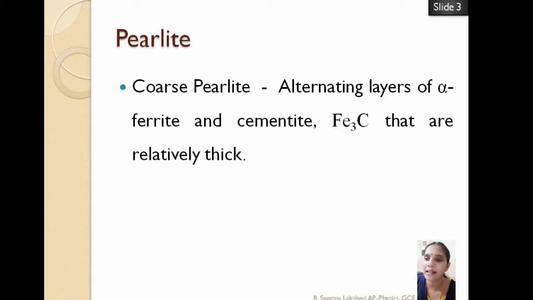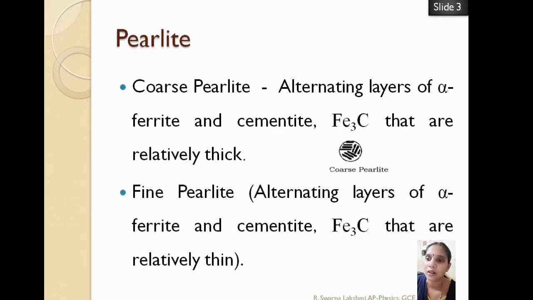Coarse pearlite is alternating layers of alpha ferrite and cementite which are thick. Fine pearlite is alternating layers of alpha ferrite and cementite that are relatively thin, like this.